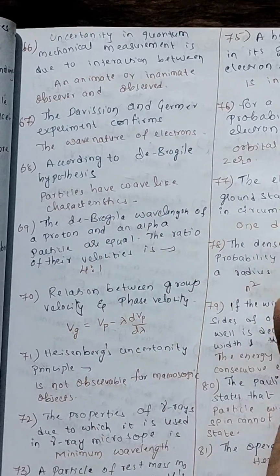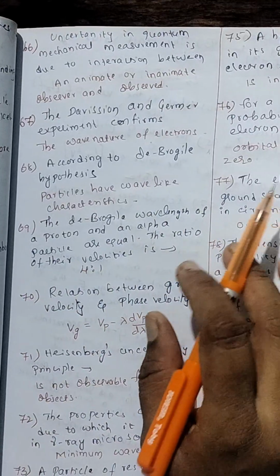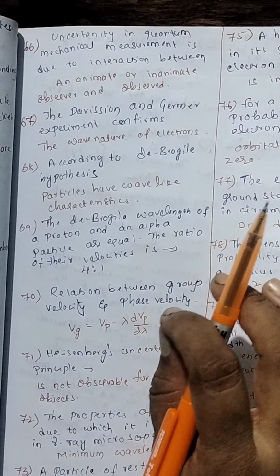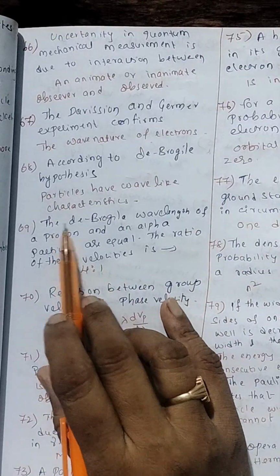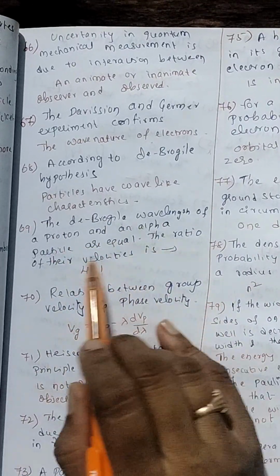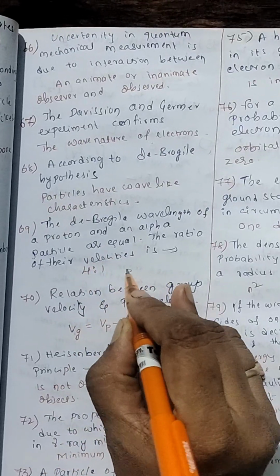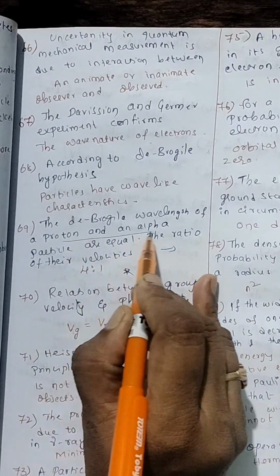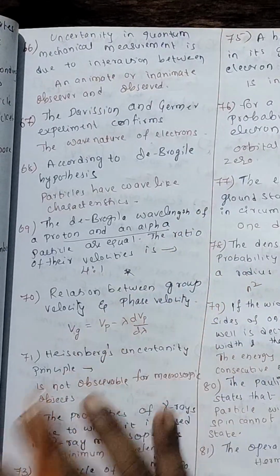Particles have wave-like characteristics only. Remember this, the major concept is every moving particle is associated with a wave packet. That's it. The de Broglie wavelengths of a proton and alpha particle are in ratio 4:1. Remember, this is also most important. The proton and alpha particle are in ratio of 4:1.